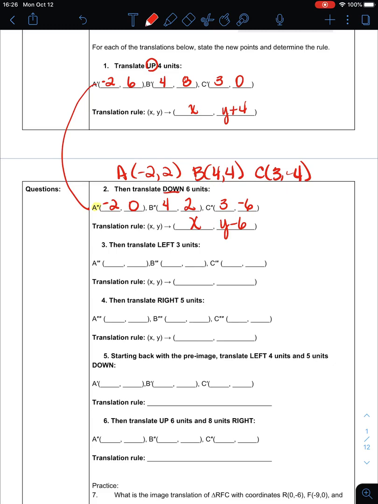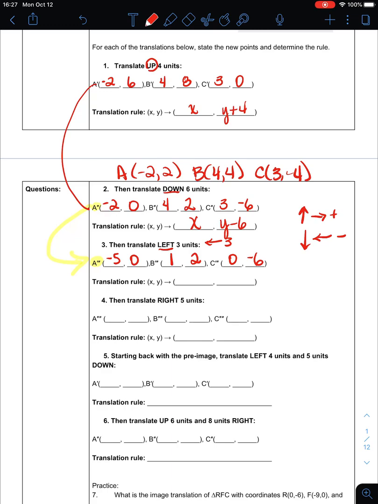Now, my A triple prime, again, I'm going to continue to work off of the previous one, because now we're in our third prime. So I'm going to go to the left 3 units. Remember that when we go to the left, we are subtracting. Up and to the right are positive. Down and to the left are our negative or subtracting. So we started at -2. If I go to the left 3 more from -2, I'm going to be at -5. My y value is going to stay the same. 3 to the left from 4 would be 1. My y value stays the same. And 3 to the left from 3 would be 0, and my y value stays the same.